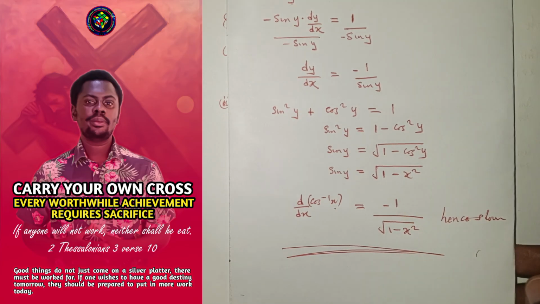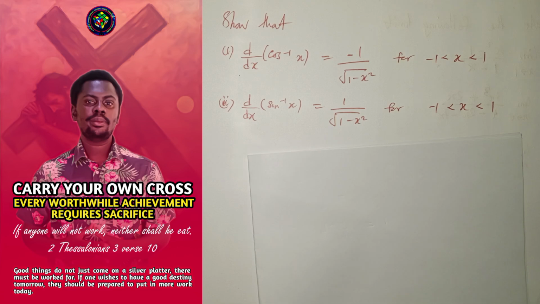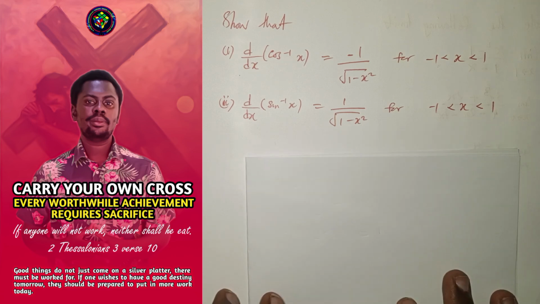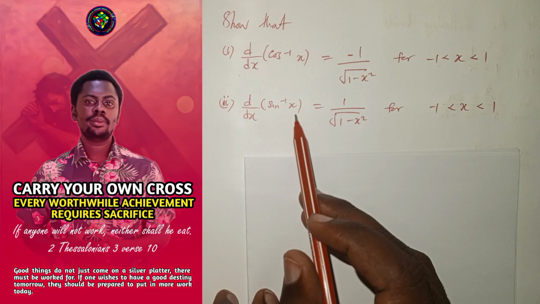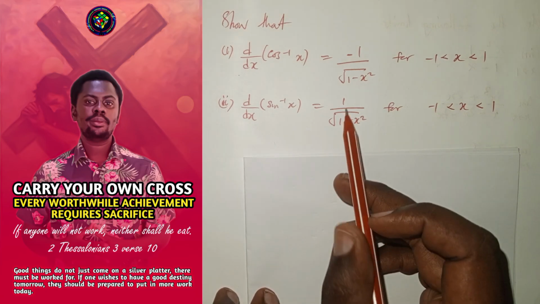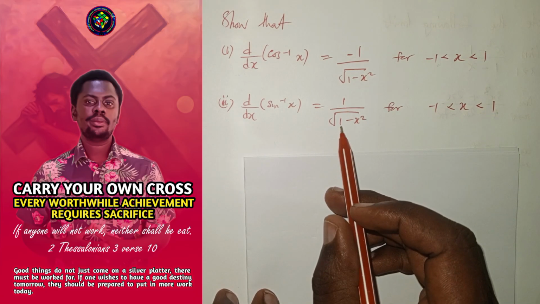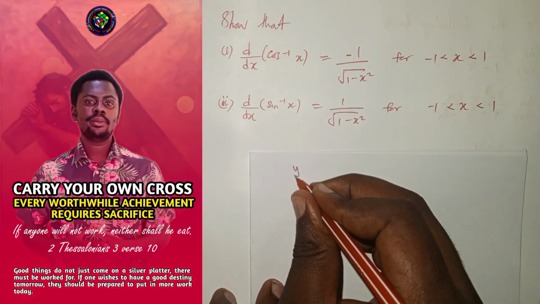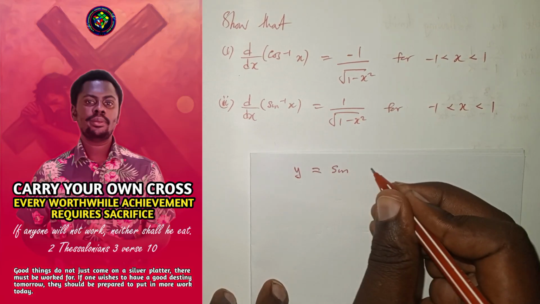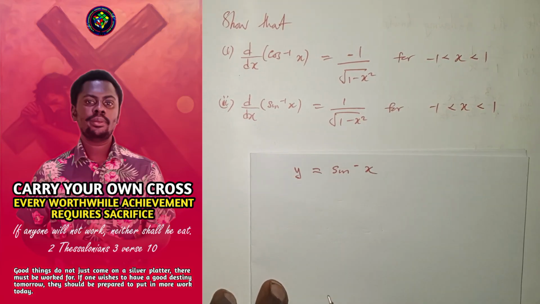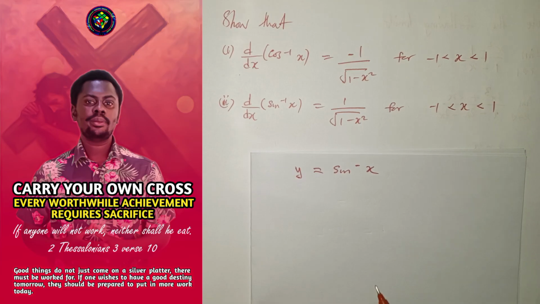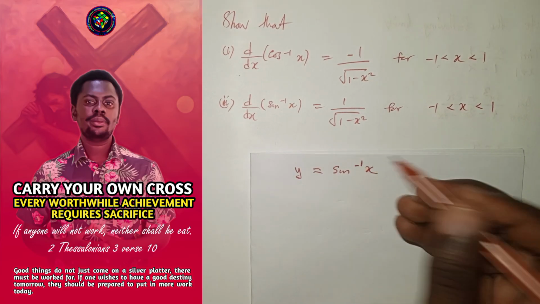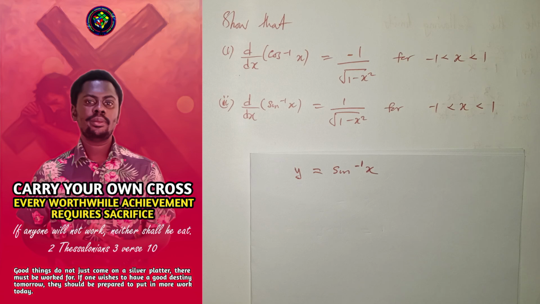Let's go to the next one. So the next one, we want to show that the derivative of sine inverse of x is 1 over square root of 1 minus x squared. Okay, so again we say y is equal to sine inverse of x. Again, to get rid of sine inverse, we are going to introduce sine, since we know that sine is the reciprocal of sine inverse.